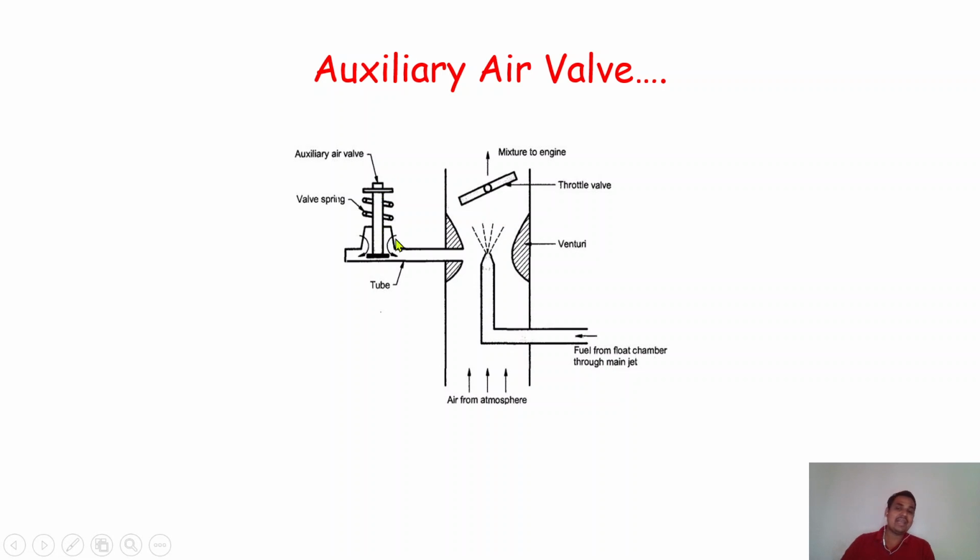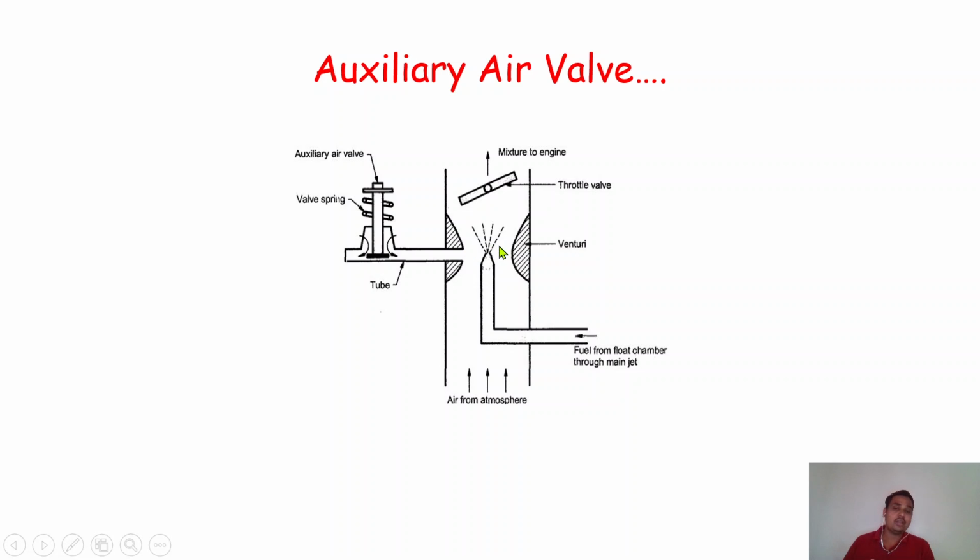In such cases the auxiliary air valve works. As such a situation comes, the auxiliary air valve operates, the air pressure will act on this particular valve spring, and air will come inside this particular section and go into the throat section of the venturi. As more air comes, it can control the amount of air, or we can say the pressure of the air, inside the throat section.